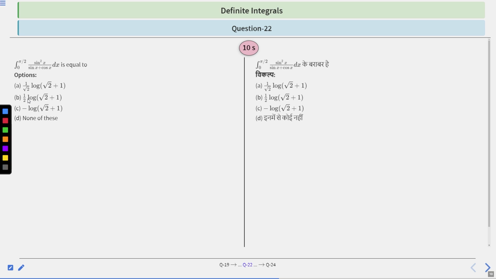See, the hint of this question is you can easily calculate. Suppose this is f(x), so the integration of f(x) dx from 0 to pi by 2 will be equal to the integration from 0 to pi by 2 of f(pi by 2 minus x) dx, right? So when you apply this theorem, you will easily get the answer.